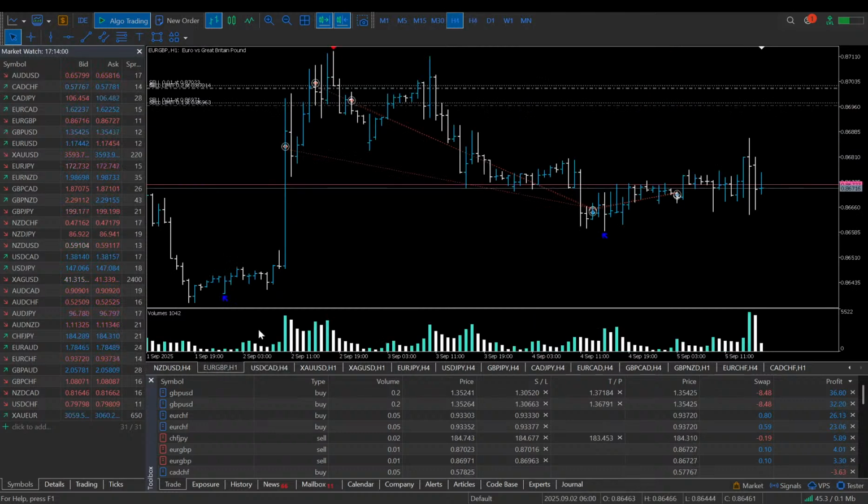EURGBP, I have also been closing some profit, and of course we do have some break even, but there is still a trade running for EURGBP. I also set another pending order around that area of my entry, so it's overlapping on top of my previous orders.